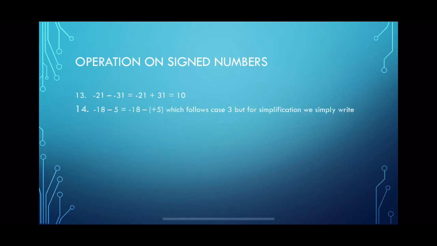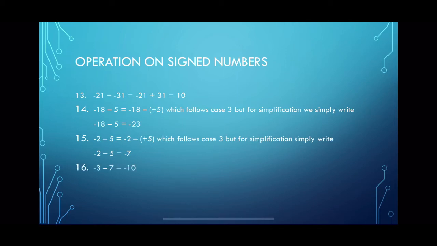10. For number 14, we have negative 18 minus 5, which is actually written as negative 18 minus positive 5, which follows case 3. But for simplification, we simply write negative 18 minus 5 is equal to negative 23. So for number 15, the same, negative 2 minus 5 is equal to negative 2 minus positive 5. Again, this follows case 3, but for simplification, we simply write negative 2 minus 5 is equal to negative 7.